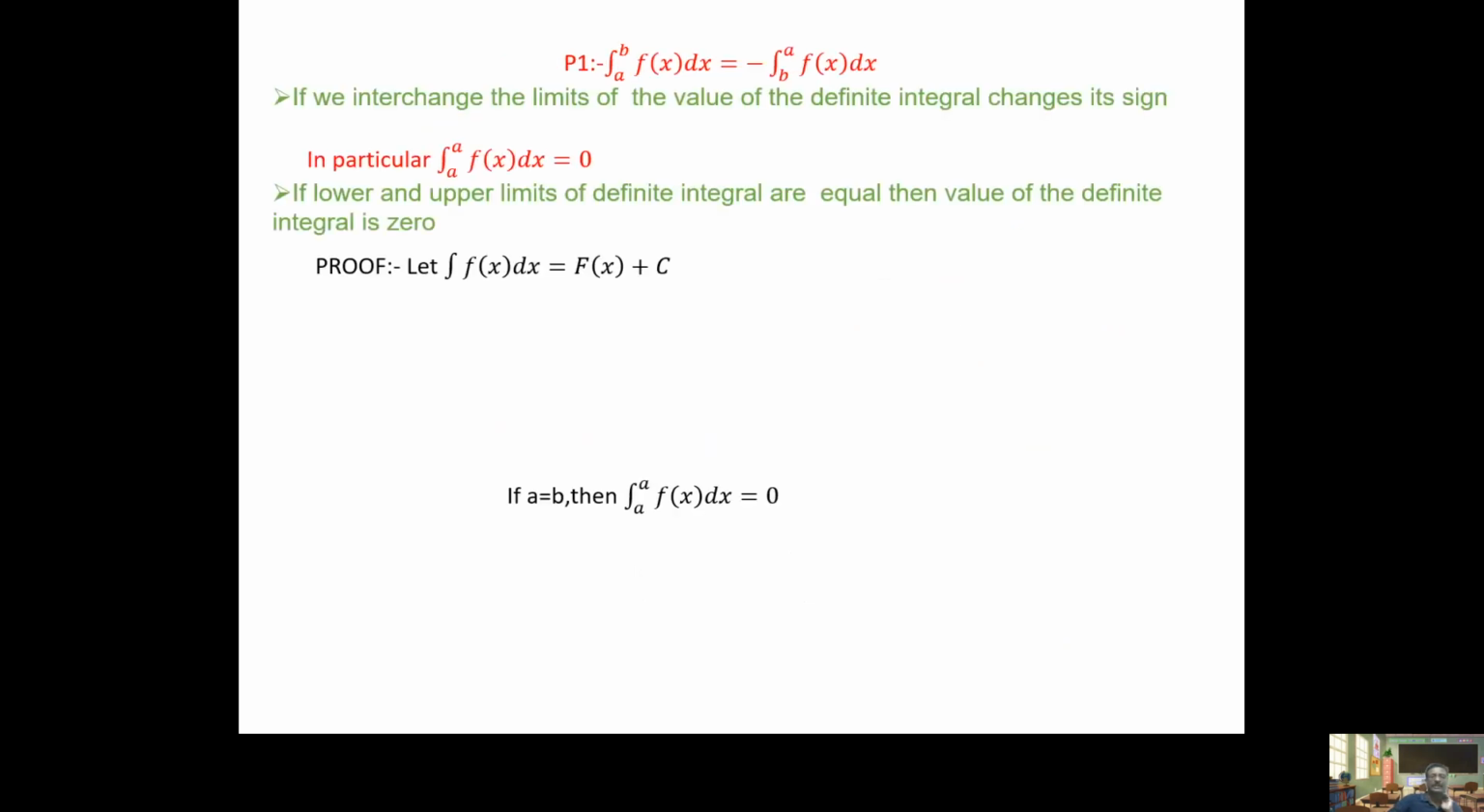Second property, integral a to b f of x dx is equal to minus integral b to a f of x dx. You see, if we interchange the limits, the value of the definite integral will change its sign. In particular, integral a to a f of x dx is 0.